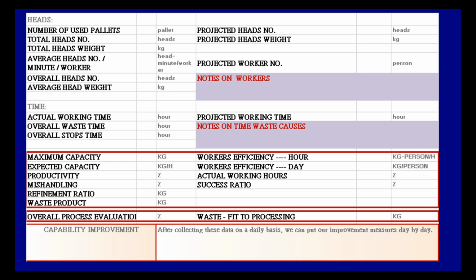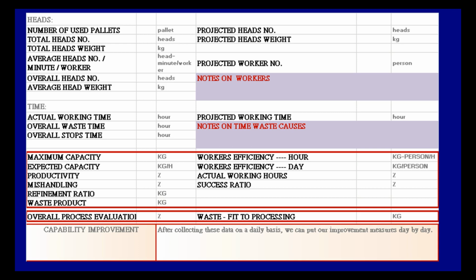Heads, number of used pallets. Total heads number. Total heads weight. Average heads number per minute per worker. Overall heads number. Average head weight. Time, actual working time. Overall waste time. Overall stops time. Projected heads number. Projected heads weight. Projected worker number. Projected working time. Maximum capacity, kilogram. Workers efficiency, hour, kilogram per person per hour.